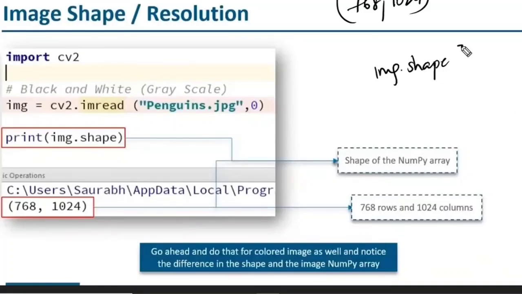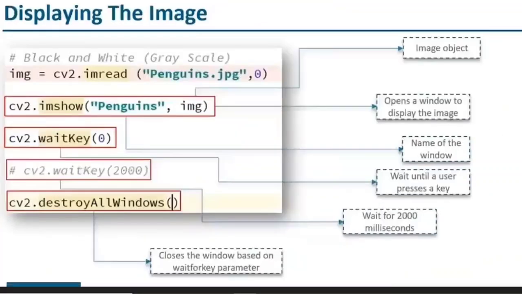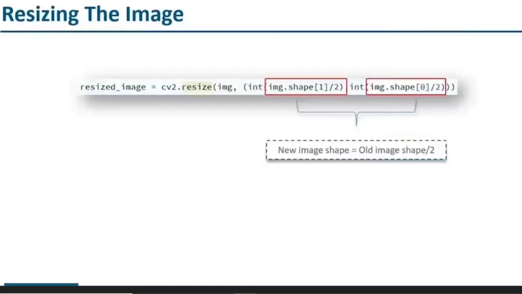img.shape of 0 gives me an output of 768. This value, whatever it is, I'm going to multiply by 0.5. What is meant by 0.5? It is 50%. I'm going to consider the width at 50% and the height at 50%, so I'm going to resize to 50%. The same thing I have done here.